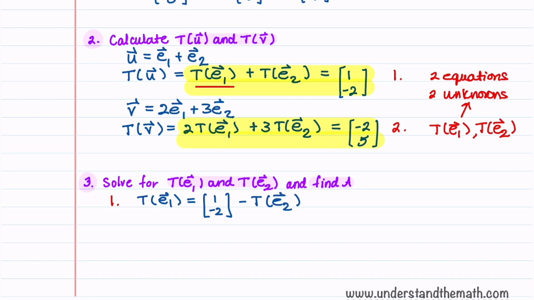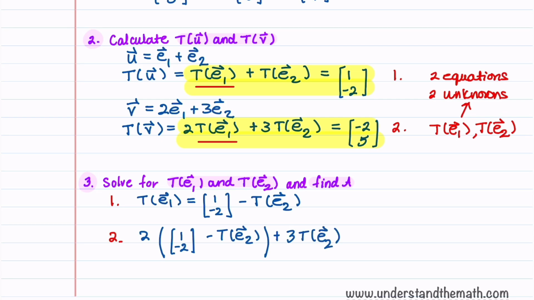We're then going to substitute this into our second equation for T of E1. This gives us 2 times the vector 1, -2 minus T of E2, plus 3 times T of E2, is equal to -2, 5.